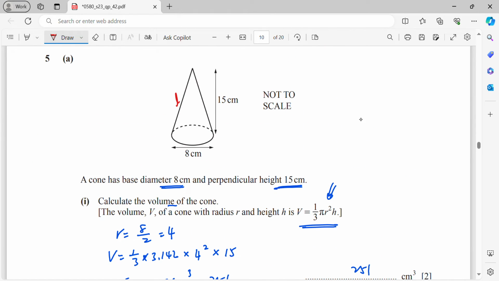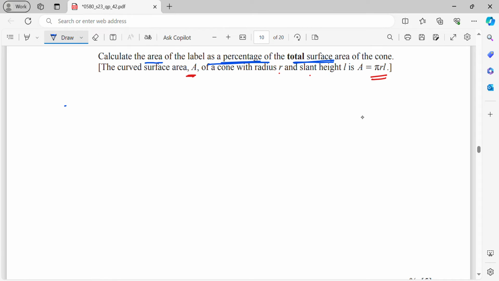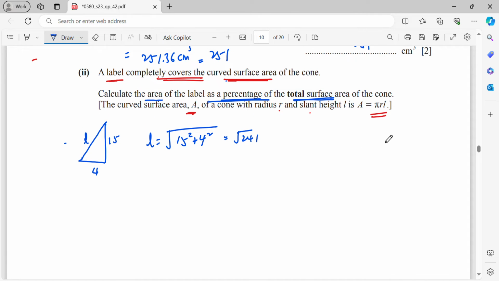So I will just draw a triangle. Here is 90 degrees. I know that the height is 15. Then here is 4. Okay, now I can get the L by using Pythagoras theorem. So I will just draw the triangle here first. This is 4. So the L is basically square root of 15 squared plus 4 squared. Then you will be getting, the L is Pythagoras, is the hypotenuse, so you have to plus. So it will be square root of 241. Okay, so now I need to find out what is my area of the surface, curved surface, right?